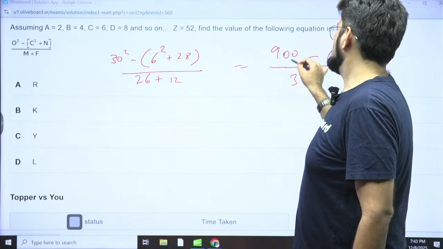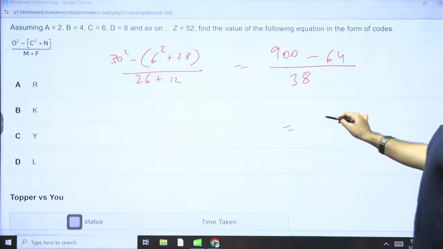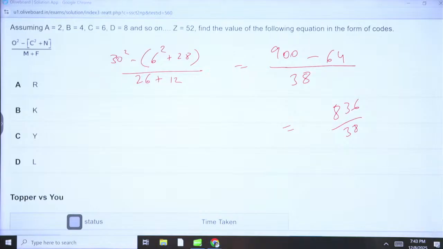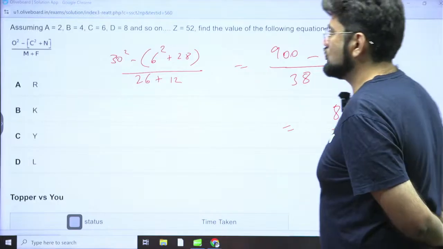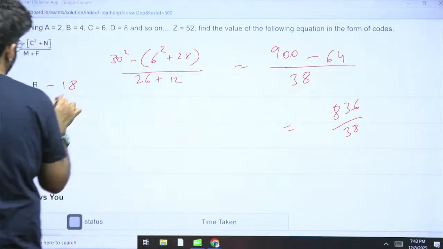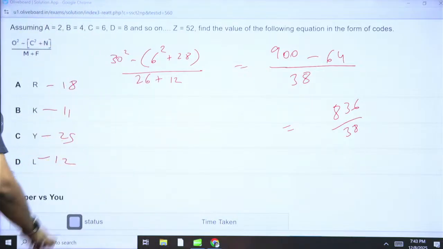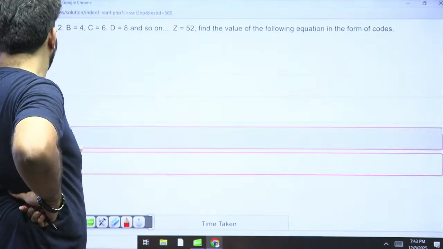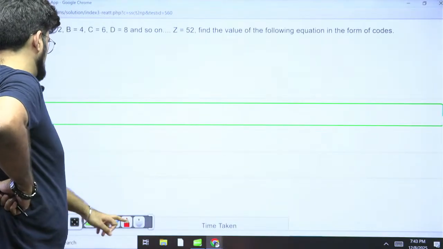This is 900 minus 64, 836, divided by 38. So 8 should be ending in 2. This is 18, this is 11, this is 25, this is 12. 38, 8 into 8 should be giving 36, 6 in the end. 8, 8 are 64, so this is not it. 8 1s are 8, not it. 8 5s are 40, not it. So I think this should be the correct answer. L. Nope. K. Okay, something is gravely wrong.